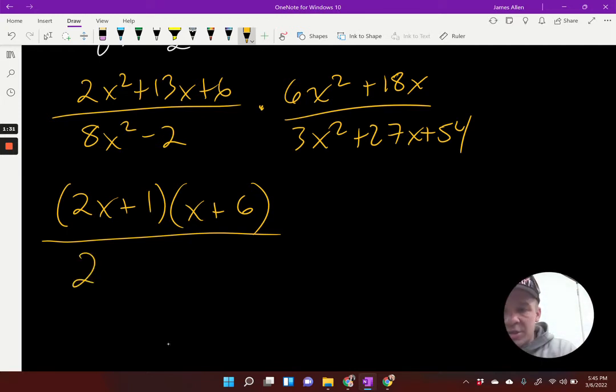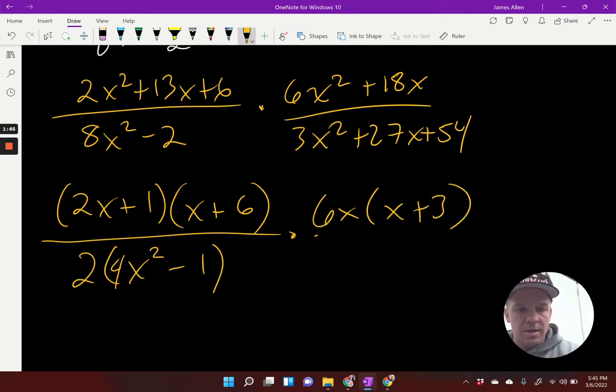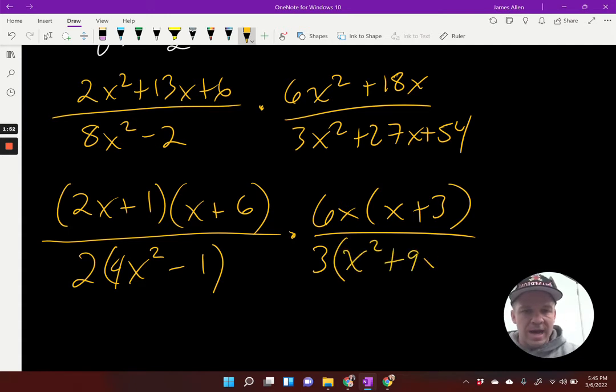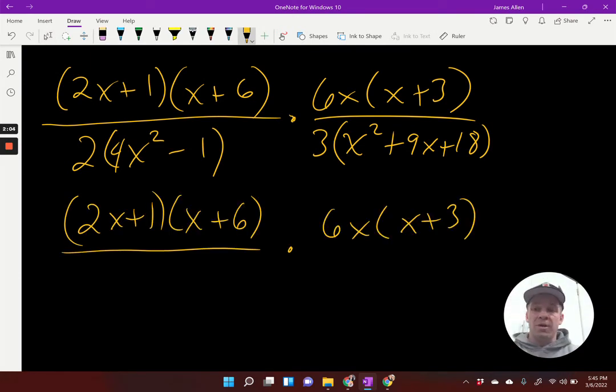Next one, I've got 2 can come out, and I got 4x squared minus 1. And then, numerator, I've got a 6x can come out, so I've got x plus 3. All right, and then down here, looks like I can take out a 3, and then I'm left with x squared plus 9x plus 18. All right, so it looks like we still have some factoring to do here. My numerator is all set. Actually, both numerators are totally set.